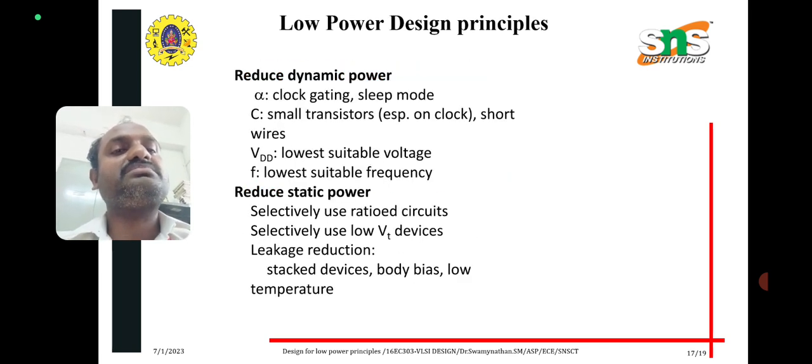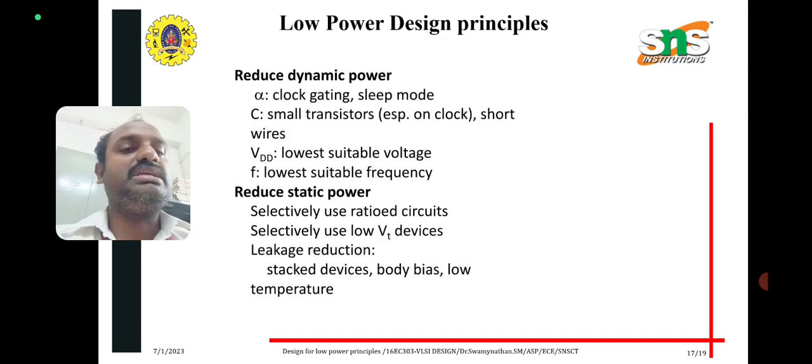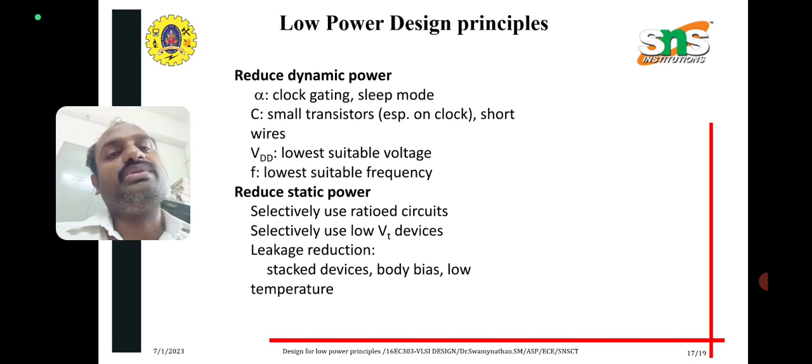Next, for static power reduction, you need to selectively use ratioed circuits. Ratioed circuits means using a PMOS pull-up network and an NMOS pull-down network, and selectively using low threshold voltage devices. Threshold voltage is the particular point based on which the device will be in working condition. That particular point is called the threshold voltage, in the biasing mode.